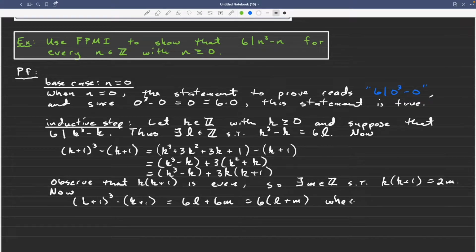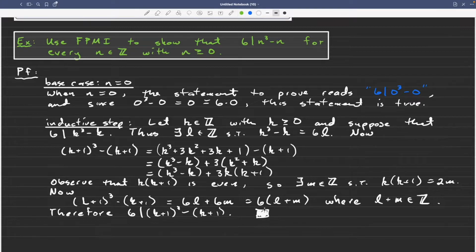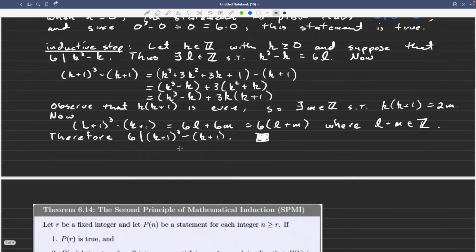And we know that that L plus m is an integer because we knew L was an integer and we knew m was an integer. And therefore, having shown that we can pull a 6 out of the whole expression, we see that 6 divides it. So 6 divides k plus 1 cubed minus k plus 1. And that's the proof, because we've now established the inductive step and the base case. So by the first principle of mathematical induction, we've got it. Okay, so that's how the first principle works. So now let's have a look at the second principle of mathematical induction.